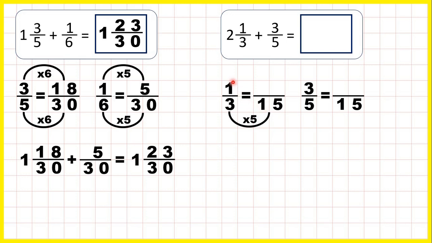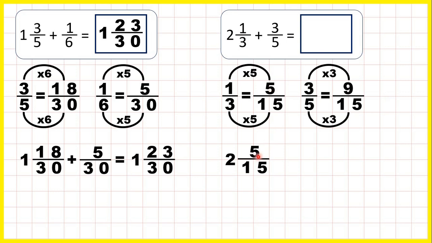3 times 5 is 15, 1 times 5 is 5, 5 times 3 is 15, 3 times 3 is 9. So instead of 2 and 1/3, we can write 2 and 5 over 15, and instead of adding 3/5, we can add 9 over 15.